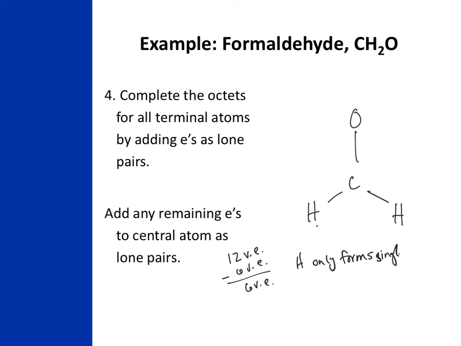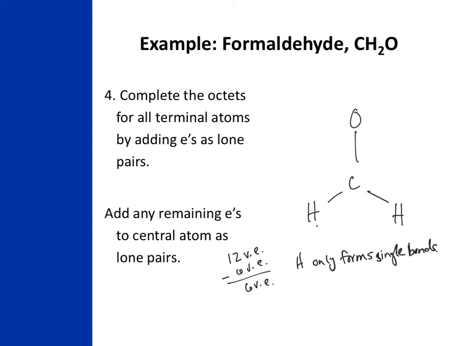So we know that we don't want to form any additional bonds between the carbon and the hydrogen because our hydrogen already has its filled duet. It doesn't form an octet, it forms a duet of 2 electrons. So the hydrogen is really happy. So we have to figure out what we are going to do with our remaining 6 electrons.